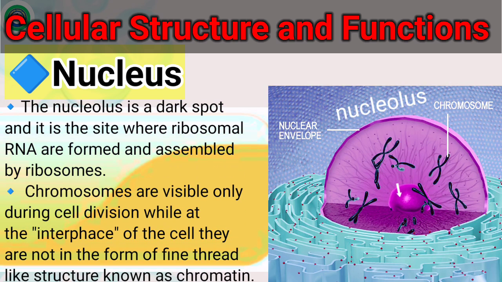The nucleolus is a dark spot and it is the site where ribosomal RNA is formed and assembled with ribosomal proteins. Chromosomes are visible only during cell division, while at the interphase of the cell, they are not in the form of chromosomes but of fine thread-like structures known as chromatin.